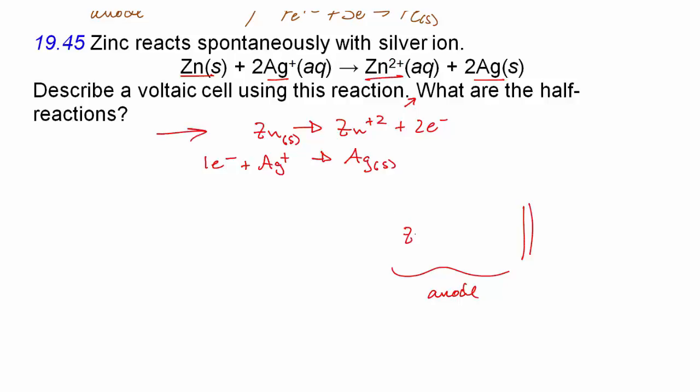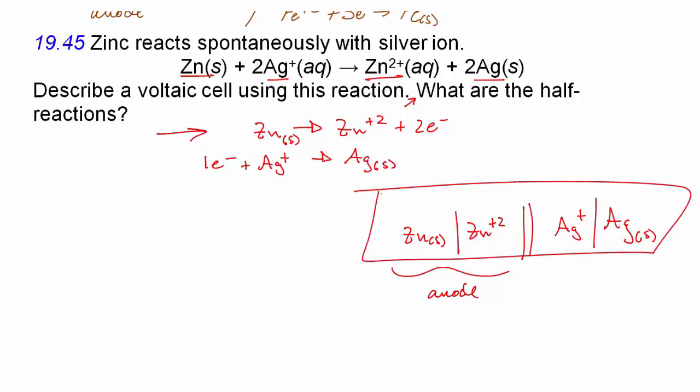So zinc solid goes to zinc plus 2. Different phases, so I need a vertical line. And then on the cathode, I have silver ion going to silver solid. So I think the main idea here is to recognize what are the half reactions. And if you can find out which one is the oxidation half reaction, that always goes with the anode.